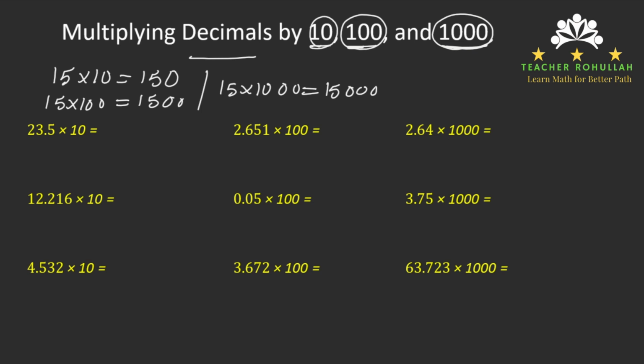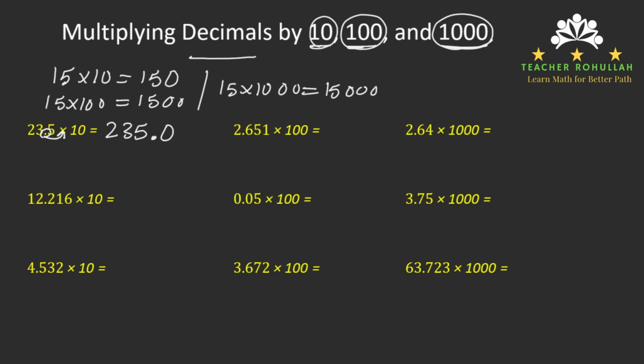There are some 6 examples over here. I will work on each of them one by one. The first example is 23.5 multiplied by 10. Now when we multiply 23.5, the decimal point that we have moves one place to the right. The answer we get is 235. We can write the decimal point and a 0 to the right of it.